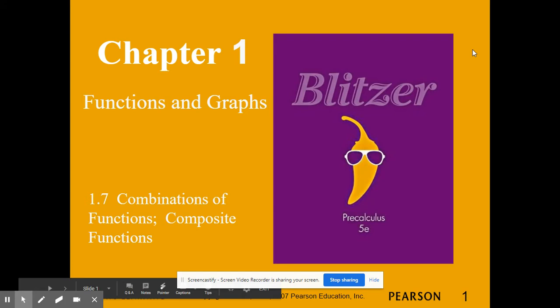Welcome to lesson 1.7. We're talking about combinations of functions and composite functions. This is stuff we talked about in Algebra 2. Obviously, the composite functions, I think, were a bit challenging, so we'll get a little redo on that. Hopefully that is now good.